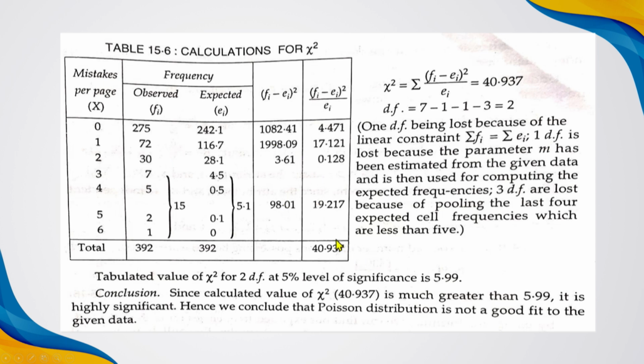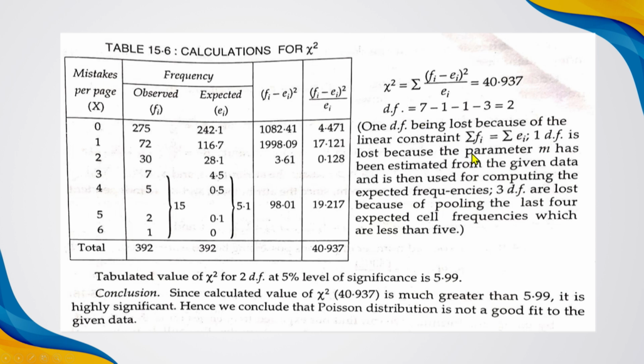The total will give your chi-square test statistic, that is your chi-square calculated value, which I have represented here. Chi-square equals summation of Fi minus Ei whole square by Ei. Usually we will be using Oi or Fi, both represent the same meaning here. The value is 40.937. Similarly, you have to move to your degrees of freedom. The degrees of freedom will be 7 minus 1 minus 1, which minus 3, which is equivalent to 2.